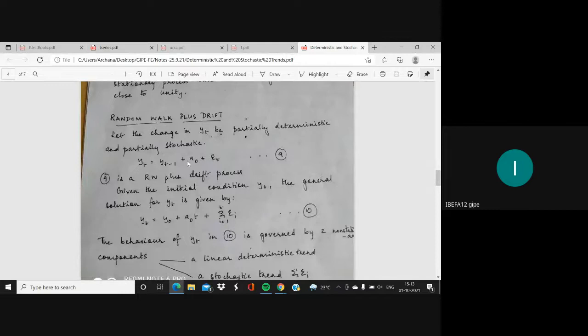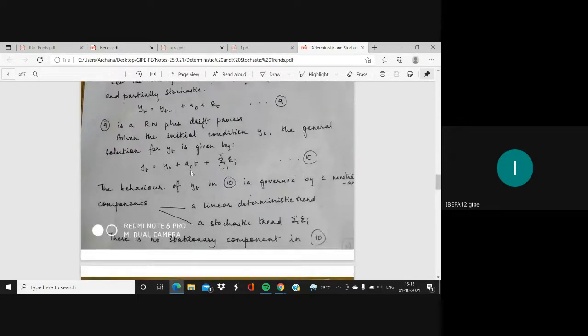So here we are adding this drift term A naught, which is basically the intercept. Normally we refer to it as the intercept. So in equation 9, you have what is known as a random walk plus drift process. Now, given an initial condition, if you keep iterating forward 1 period, 2 periods, 3 periods, and so on, you'll be able to find the general solution for this difference equation given in equation 9. And this is the form it will take. Since I've already done the derivation earlier, I hope it will be easy for you to follow.